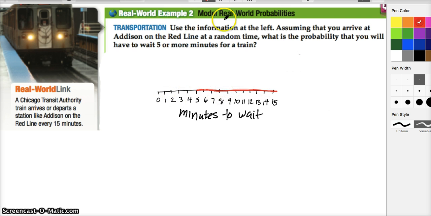So you guys get it already. The length of the entire segment is going to be like my all possible outcomes. It would be 15 possible outcomes in a sense. And the values up here would be from 5 to 15, or that length would be 10. So 10 out of 15, or a 2/3 probability of me actually having to wait 5 or more minutes.